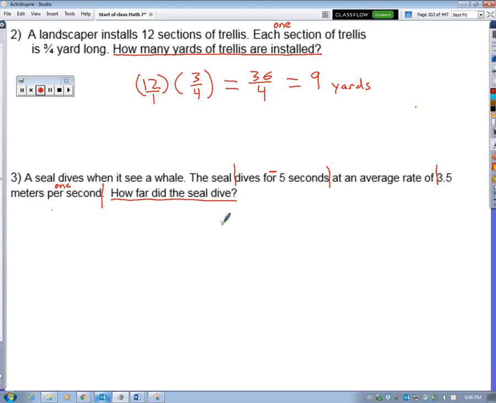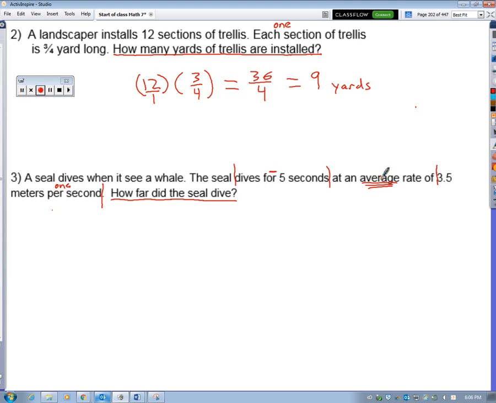Now this could be confused as a division problem because some people would see this word average here and be like, oh, average, that means to divide. I'm just going to divide. But look at your question. That's why we underline this question. How far did the seal dive? It's not saying what was the average rate the seal dove. No, it's not asking for an average. It's asking how far did it go. So it dove for 5 seconds. Each second, it went 3.5 meters further down. Focus on that question. Don't just automatically assume you have to divide because you see average.